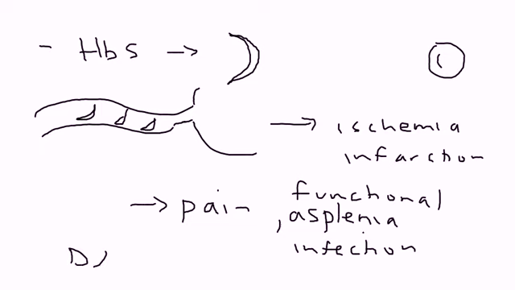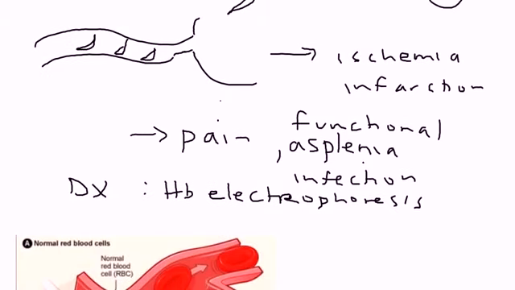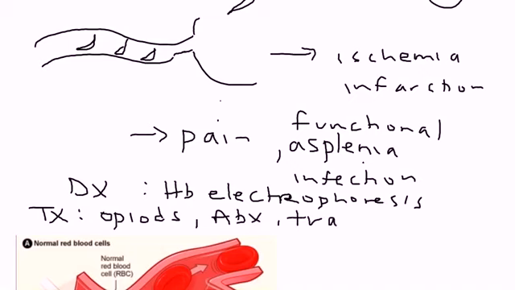You diagnose it by doing a peripheral smear or hemoglobin electrophoresis. And then treatment involves pain medications such as opioids, antibiotics to treat the infection, sometimes transfusions, and aggressive hydration.